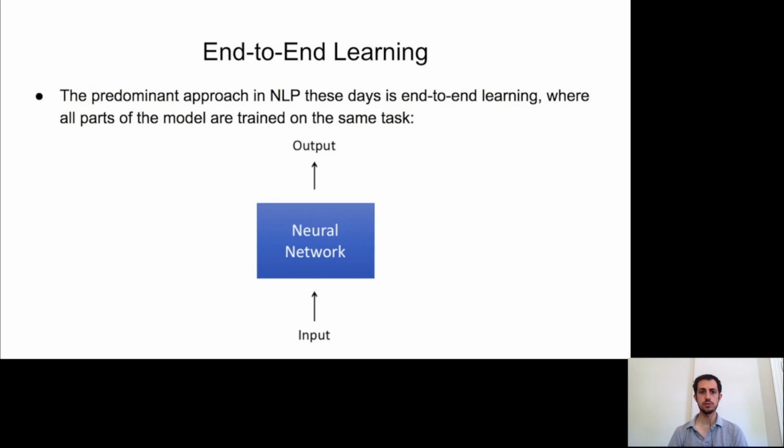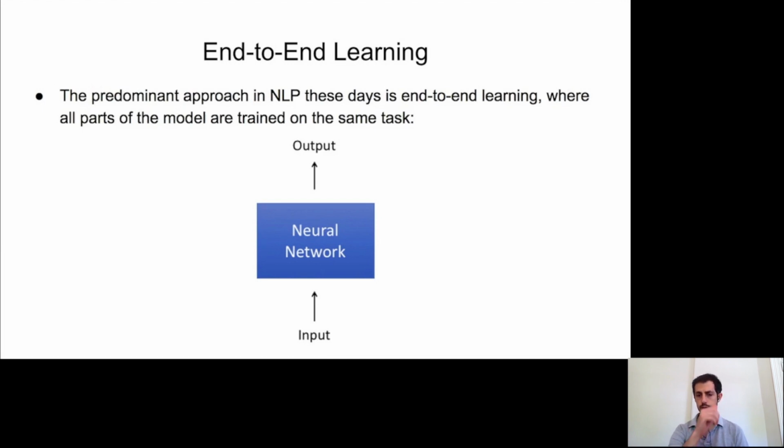Again, let's contrast this with end-to-end learning. Here we just have an input and an output in a neural network. The important point here is that all parts of the model are trained on the same task, namely, in the case of translation, on translating sentences. That's in contrast to the phrase-based machine translation system, where each model was trained to do something different, and they were later combined. So this is a good benefit of the end-to-end approach.